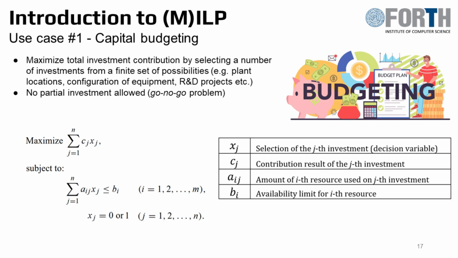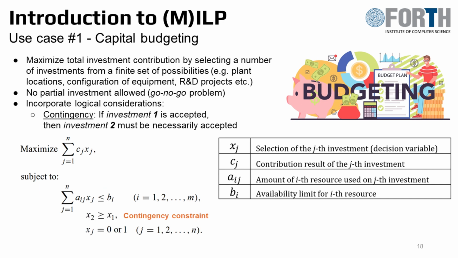The table summarizes the notation. Xj represents the selection of investment j. Cj is the contribution of investment j. Aij is the amount of resource i used by investment j. Bi is the availability of resource i. This formulation captures a fundamental discrete investment selection problem under limited resources.